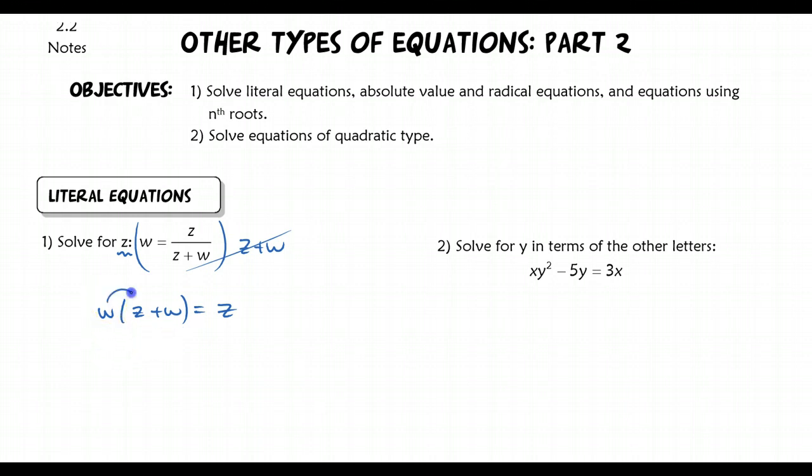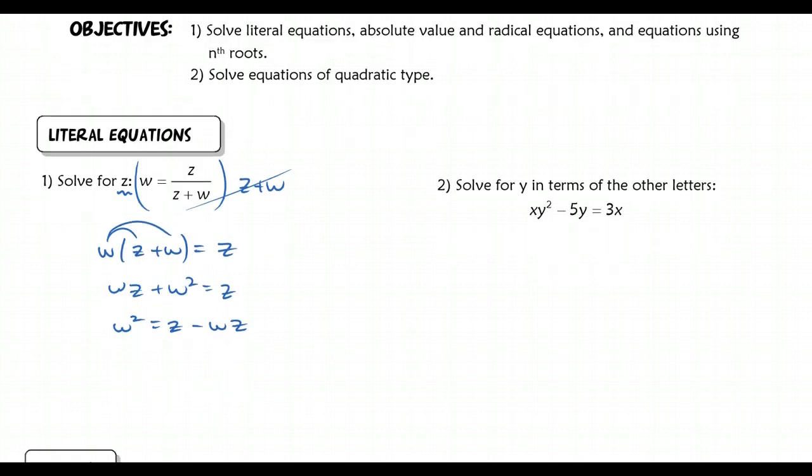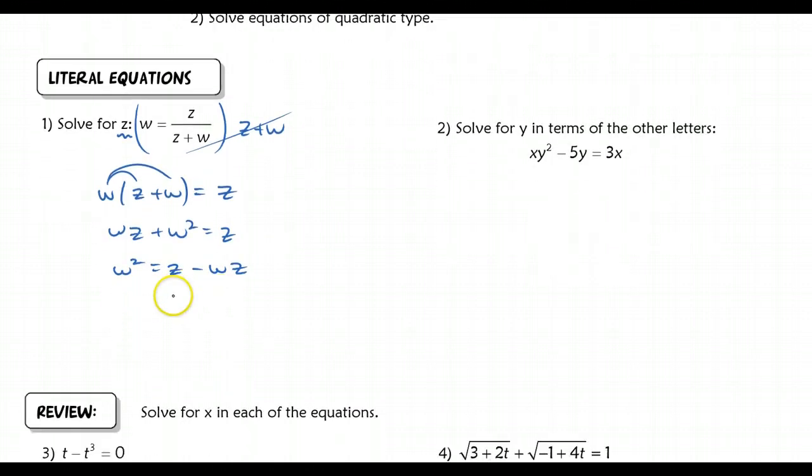So instead you're going to distribute so that you can break up that parentheses, and now you can move that term over to the other side. So we can move the z term so that we have w squared equaling z minus wz. And at this point, a really crucial, important step is to factor out the GCF, the z, to get that by itself. So if we factor out z, now we have z times 1 minus w equaling w squared.